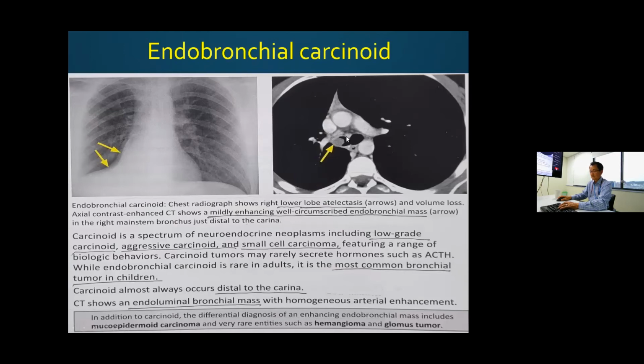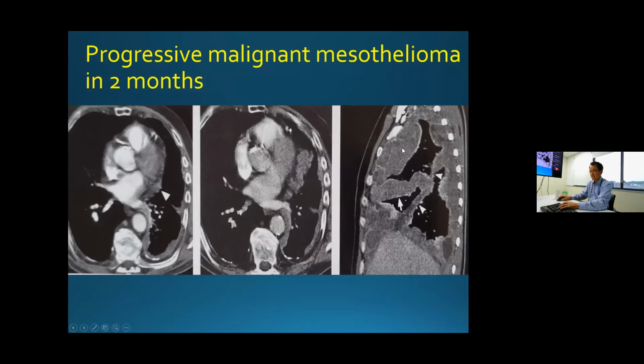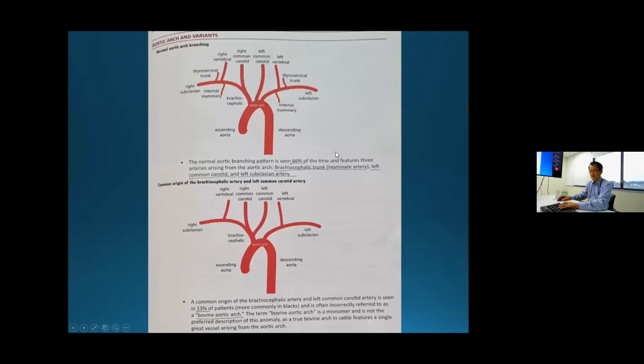There's a multiple nodular region around the pleura. You have to think of a mesothelioma. They make a lot of fluid, but anything like that. So bad tumor. These vessels, you have to also think about the aortic arch here.